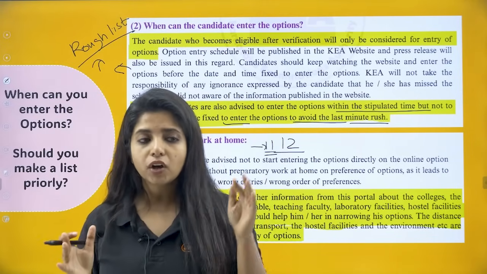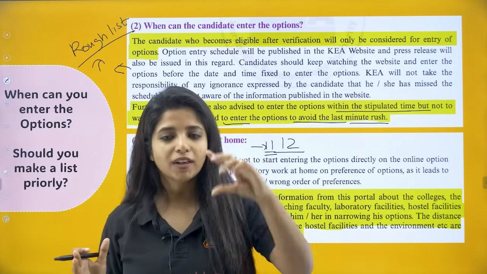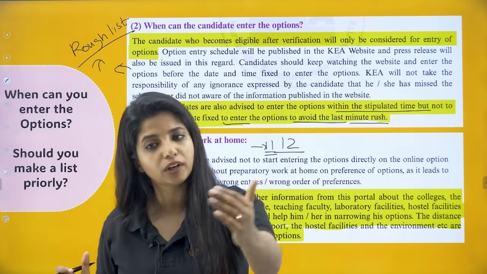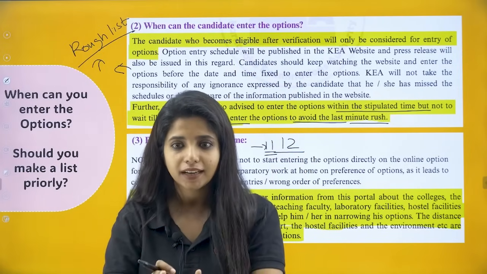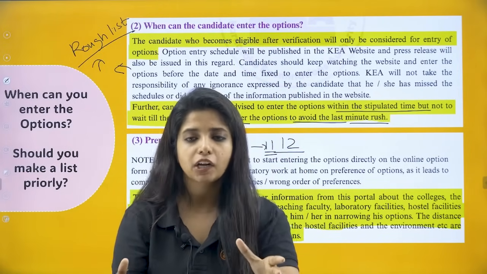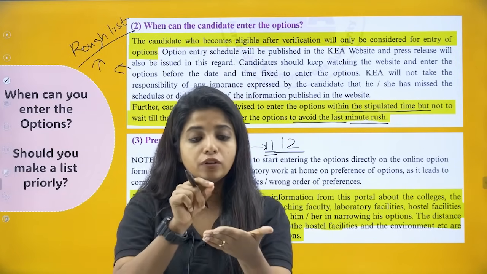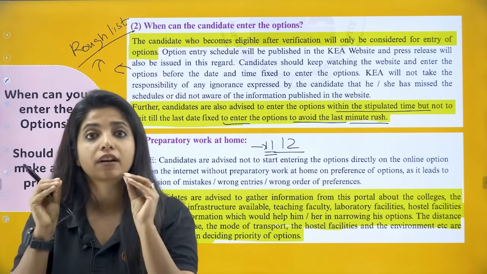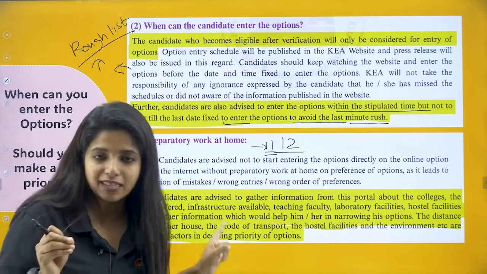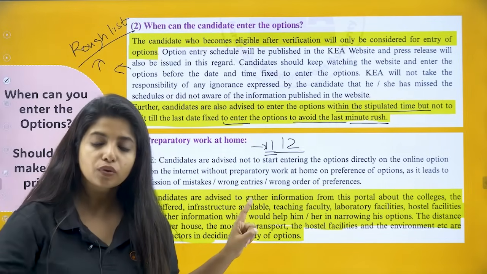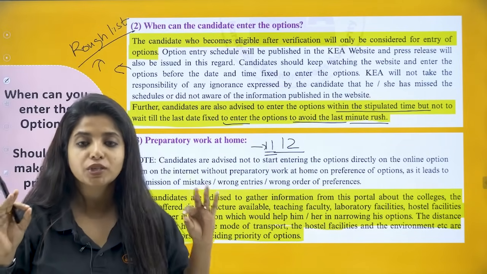Now, if you want the college list on the basis of the cutoff, that is your first priority, that is how you do it first. But later, from this list that you have made from the cutoff and everything, you are going to choose those colleges which are really good in these aspects as well. And that's how you are going to make a proper option entry list.